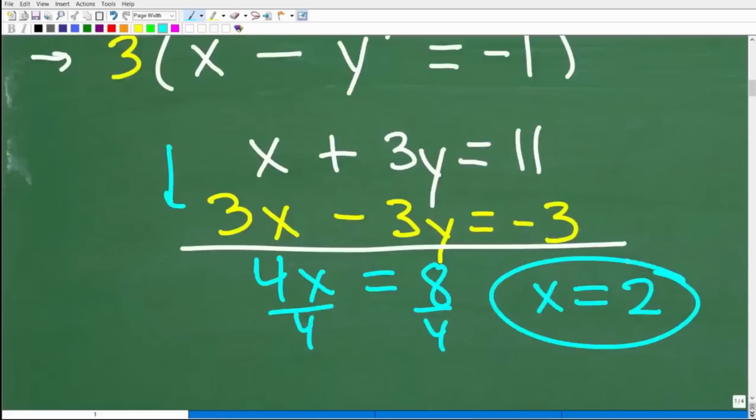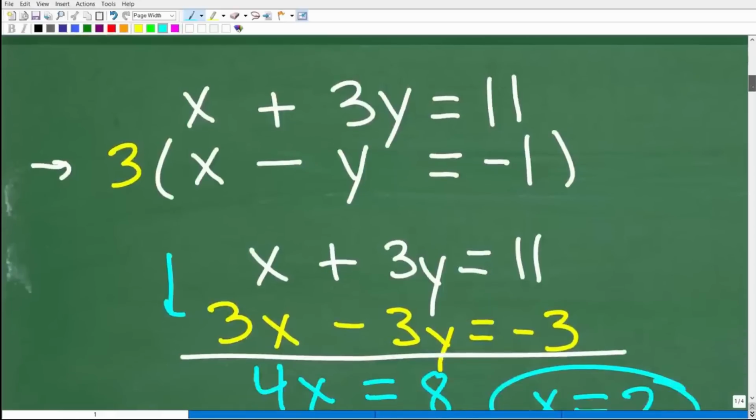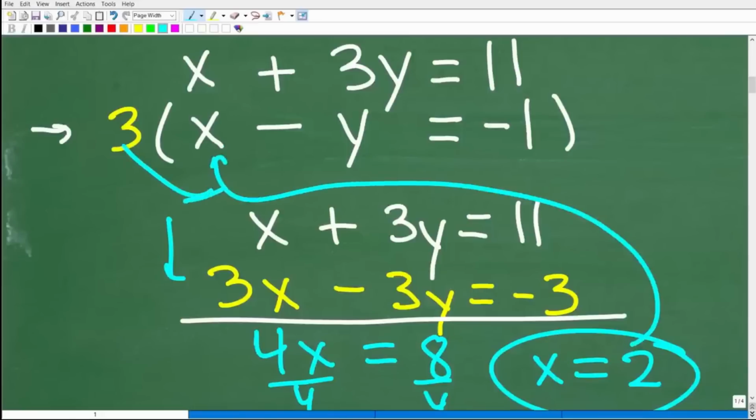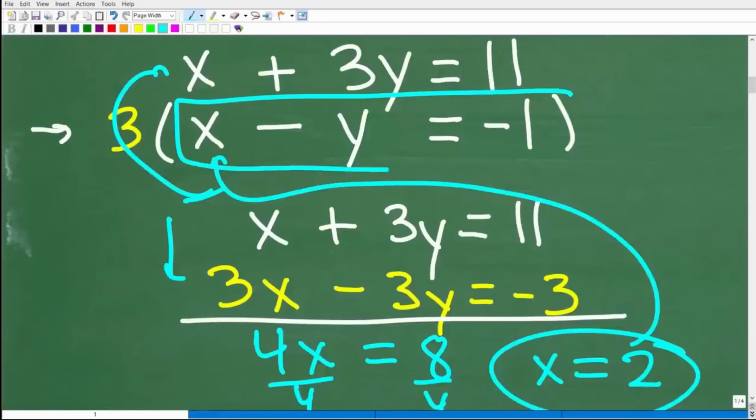All right, so there you go. X is equal to 2. Now, how do I finish this problem? Well, what I need to do is take this x is equal to 2 and plug it in right here, or I could plug it in right here for this x and just solve for y. So let's take this equation right here, x minus y is equal to -1, and we'll plug in 2.